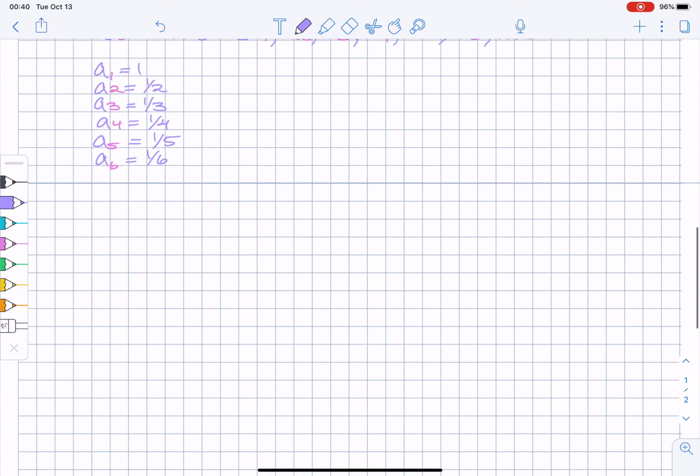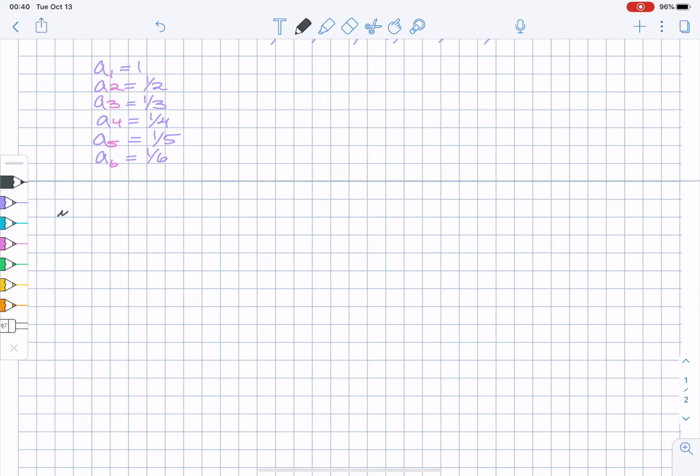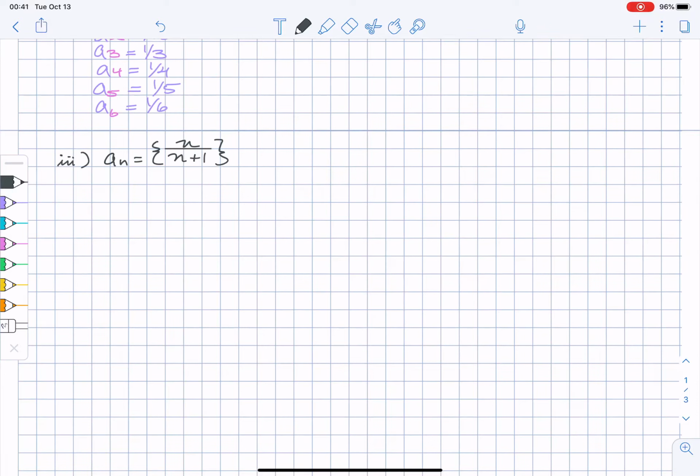Okay, let's do another one. Number 3. Let's say we have that a sub n is equal to n over n plus 1. Okay, so I claim that a sub n is defined by n divided by n plus 1.